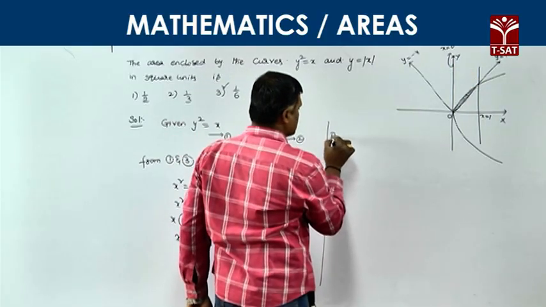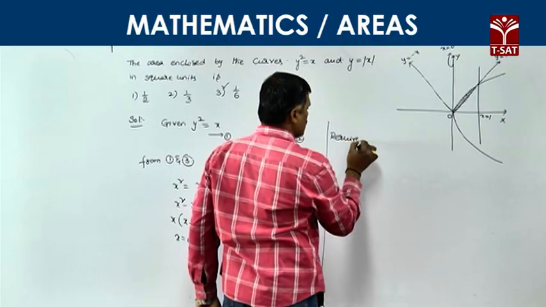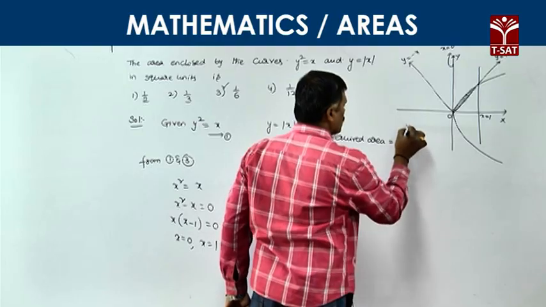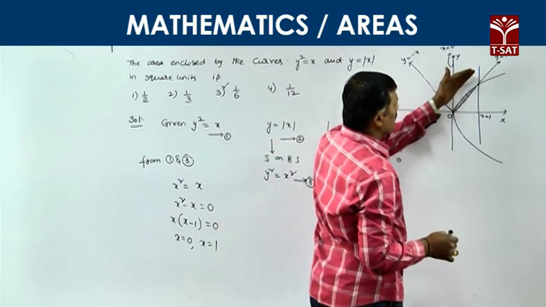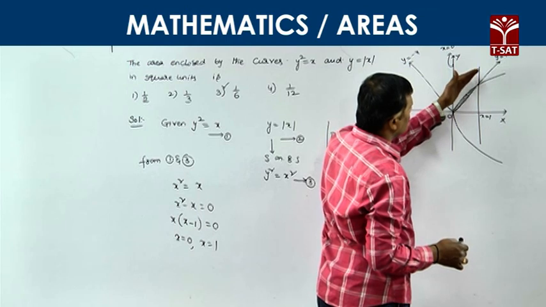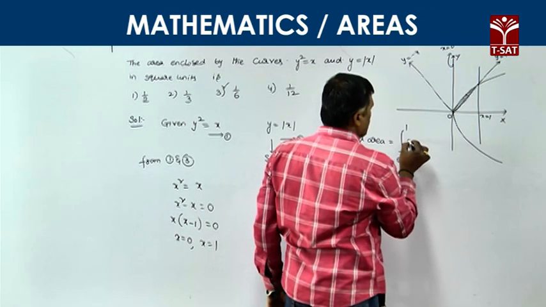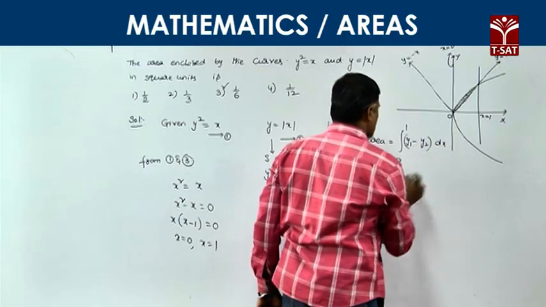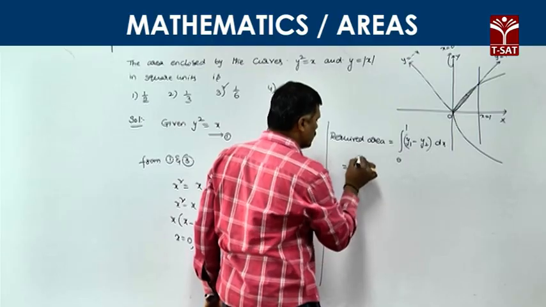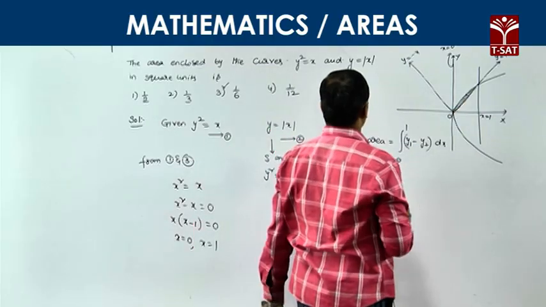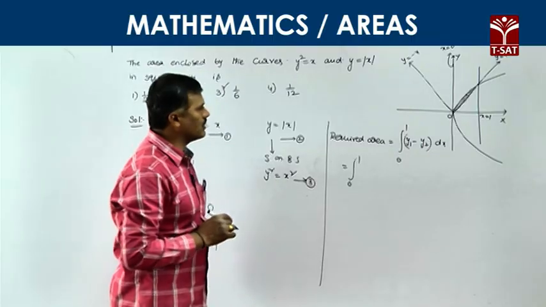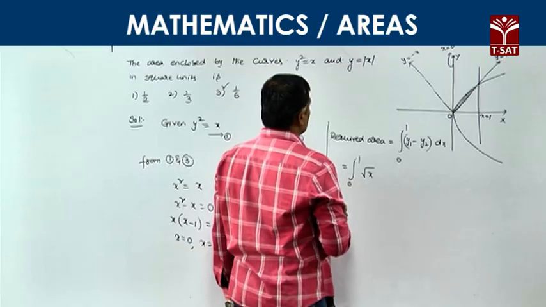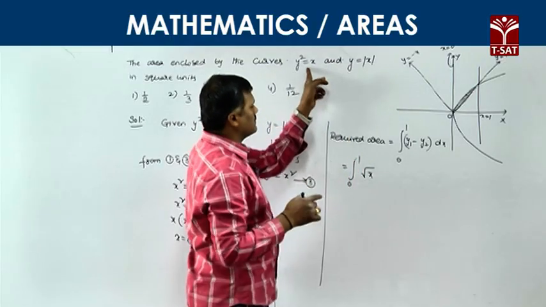Therefore, the required area is equal to the integral from 0 to 1 of upper curve minus lower curve. Here the upper curve is the parabola, y1 minus y2 into dx. The parabola is y square is equal to x, then y is equal to root x.